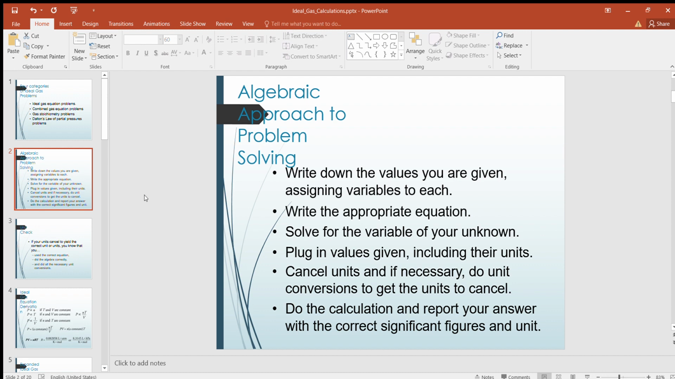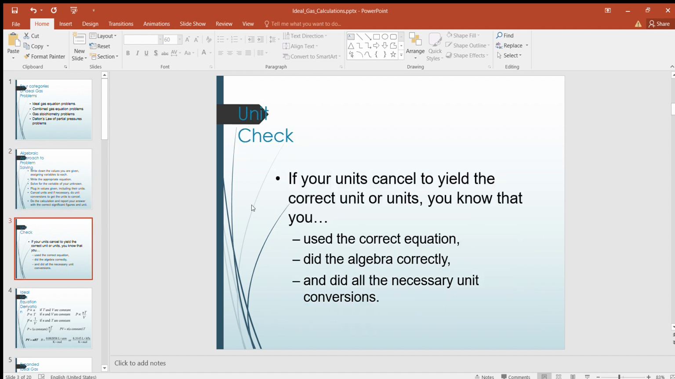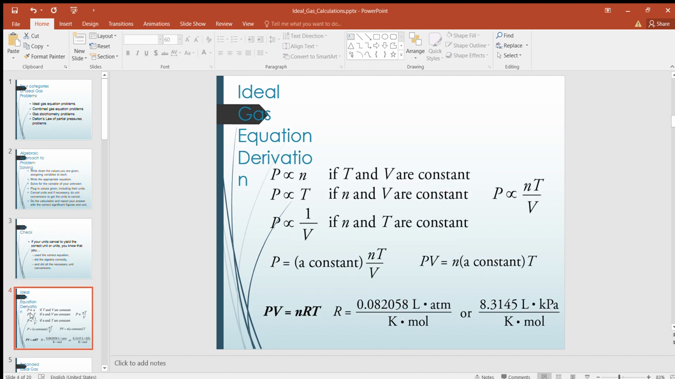This is very important. Now a unit check: if our units cancel to yield the correct unit, we know that we have used the correct equation, done the algebra correctly, and done all the necessary unit conversions. Then this is my ideal gas equation, where P is directly proportional to the number of moles and temperature, and inversely proportional to the volume if n and T are constant.